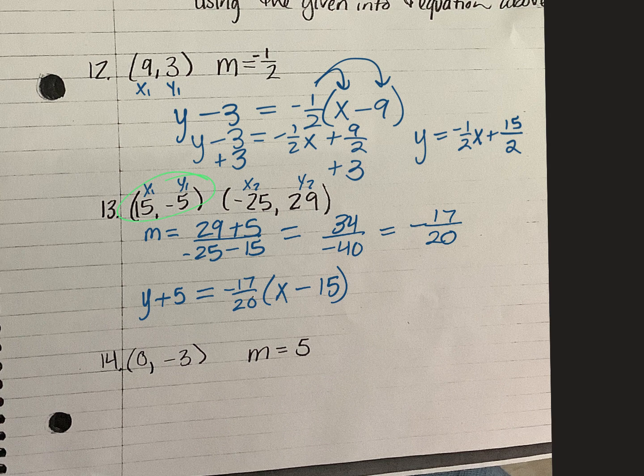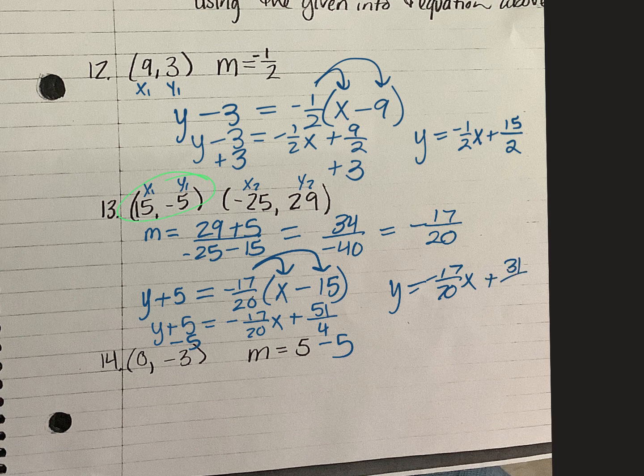I used the 5 instead of 50. Okay. All right. So then you have to distribute this here. So negative 17 over 20 times negative 15 makes that a positive 51 over 4 at that point. Then you have to subtract 5. So then your final answer should be y equals negative 17 over 20x plus 31 over 4.